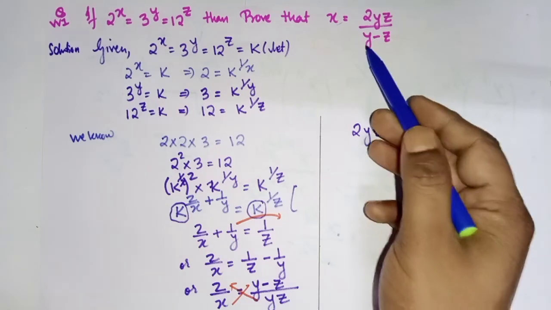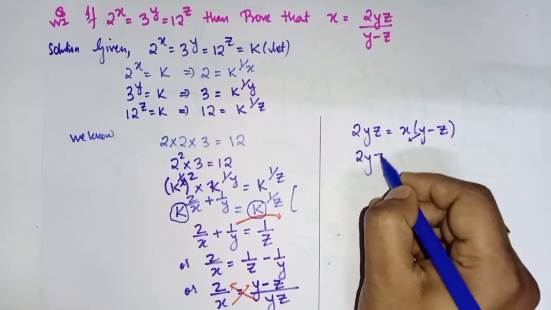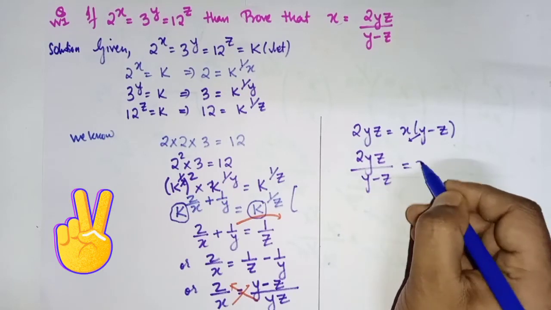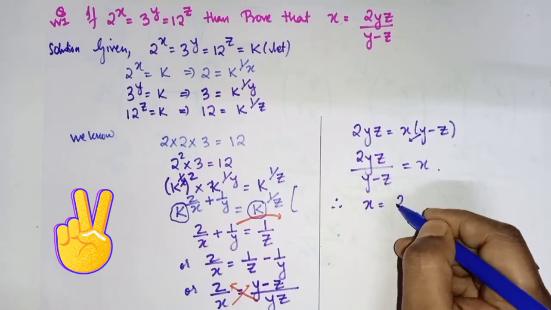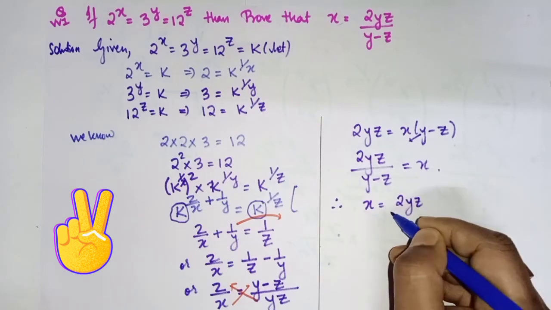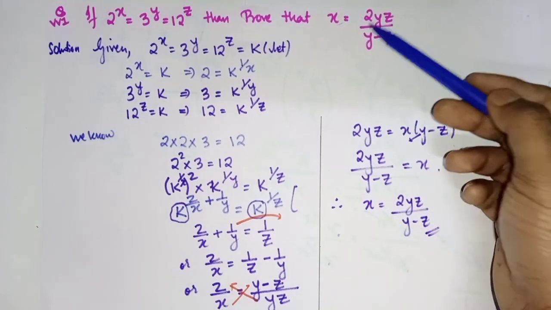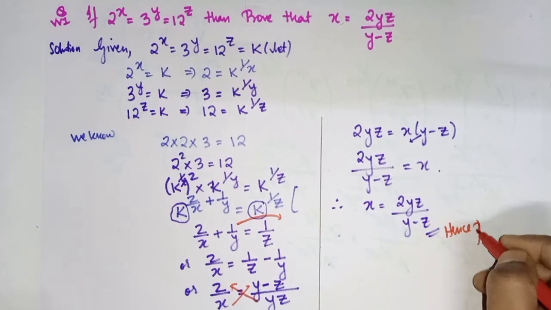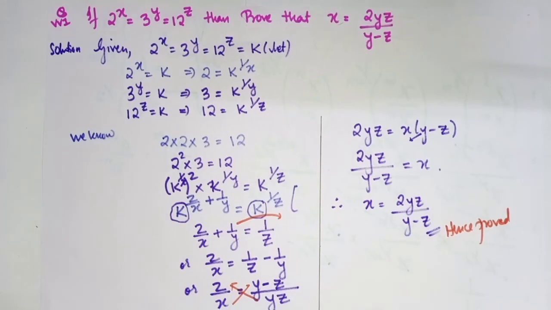But our answer is like this, so I'll take this down. So it will be 2yz upon y minus z equals x. Therefore what I got is x equals 2yz divided by y minus z. So you can see what you got. Hence proved. This carries 4 marks.